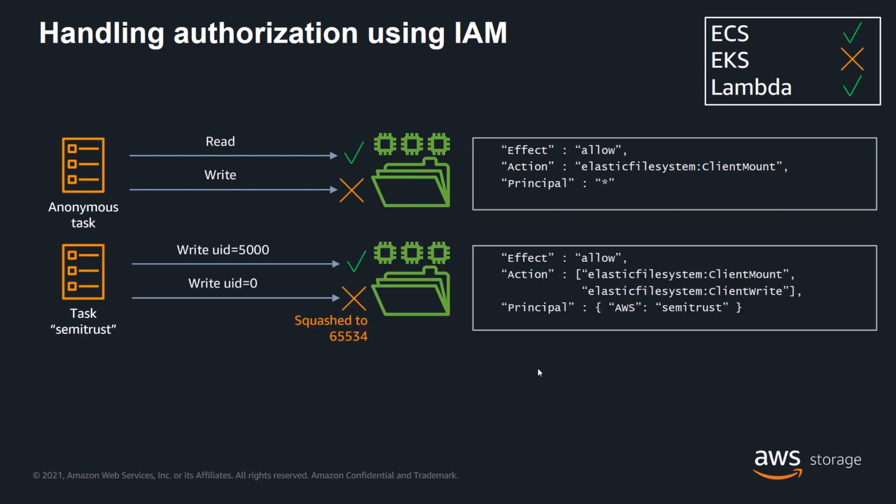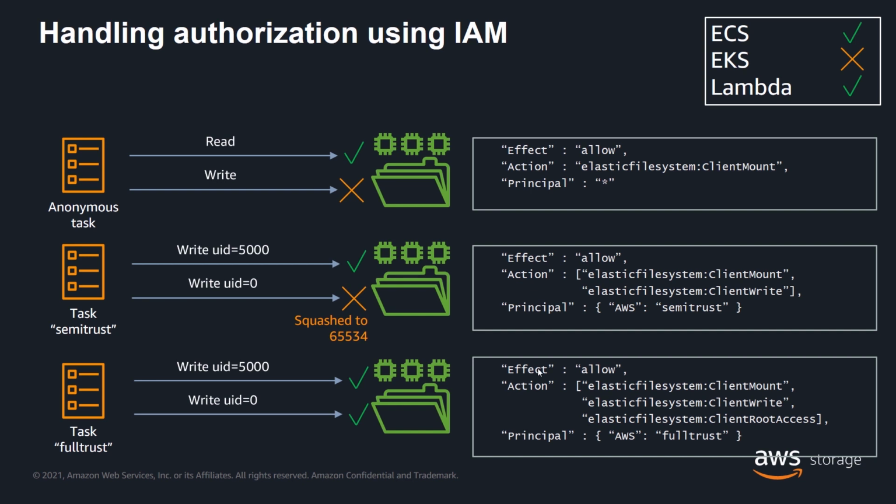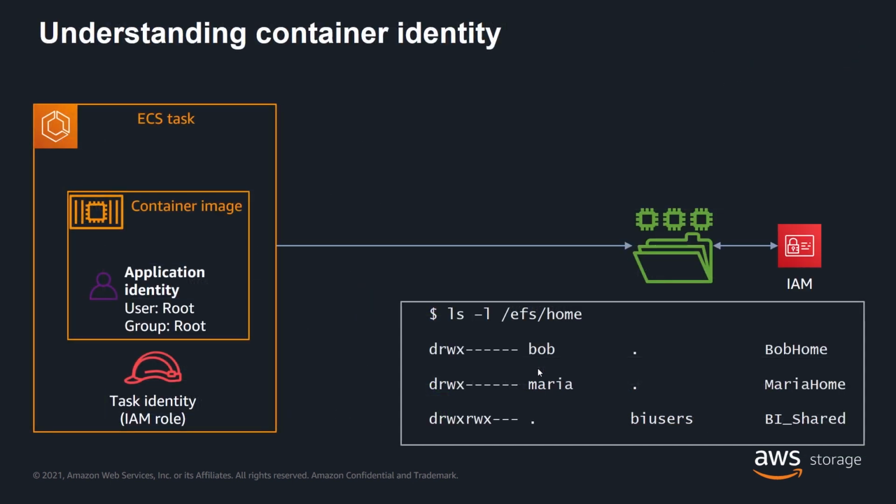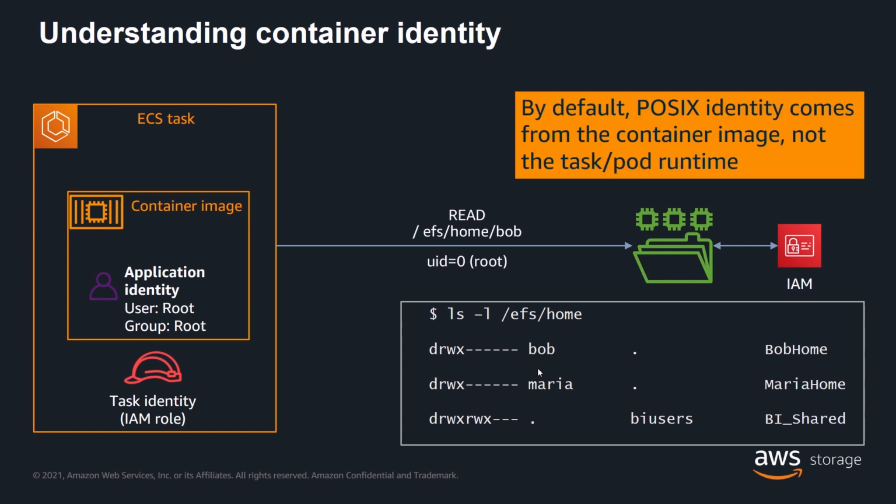So let's talk about understanding container identity, right? The main thing to know is that by default, the POSIX identity comes from the container image and not the task or the pod runtime. So if somebody on your team has built an Nginx application and hands it over to you, and then you deploy it, the identity comes from the image, right, set at build time. That's not something that you want, because then you would have access that you ideally wouldn't want.